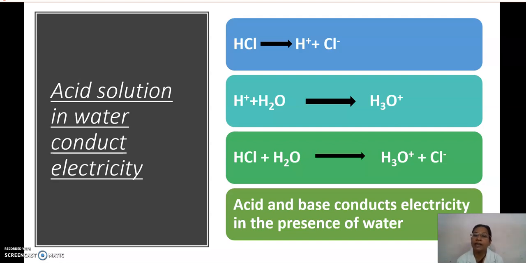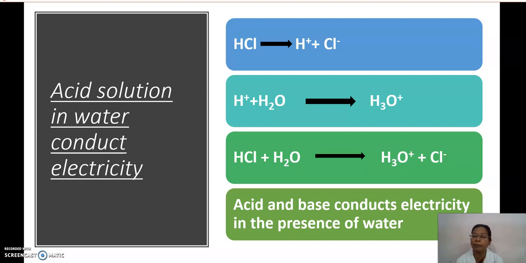H3O plus, that is known as hydronium ions. So that is happening in a solution when acid is mixed with water. HCl is dissociating or ionizing into H plus and chloride ions. This H plus ion immediately mixes with the water and forms hydronium ions. That is the last equation I wrote, HCl plus H2O. At the end of the reaction you get H3O plus hydronium ions and chloride ions.